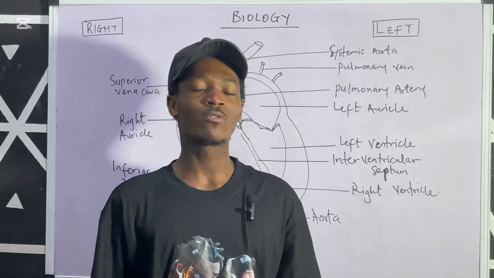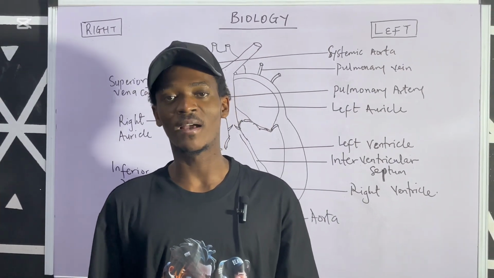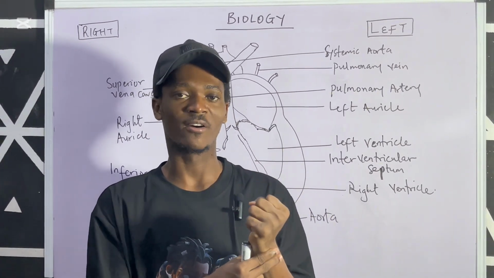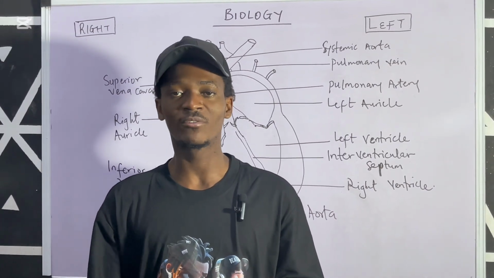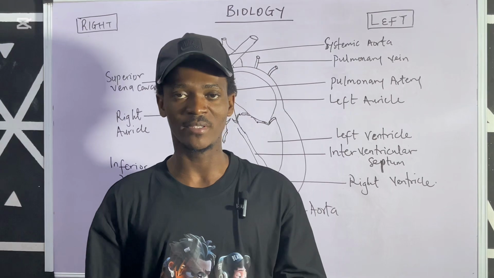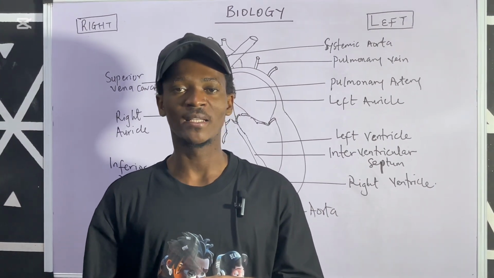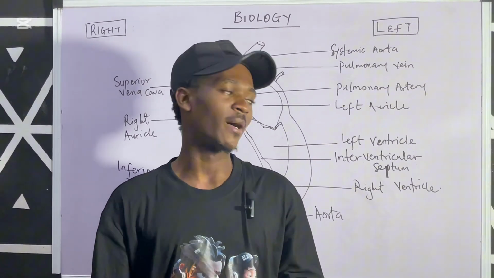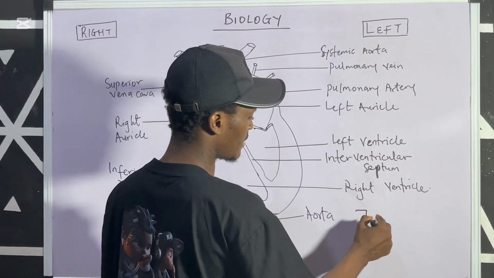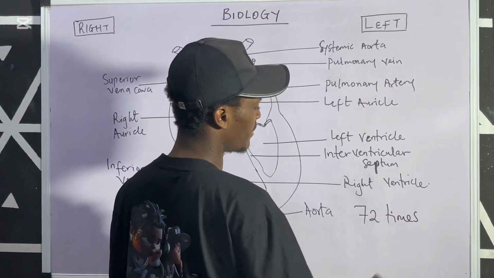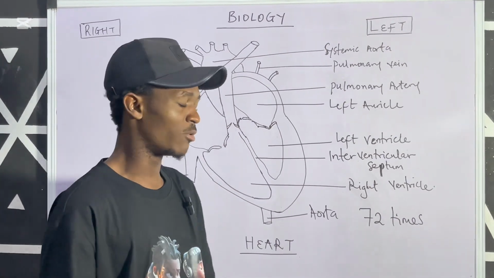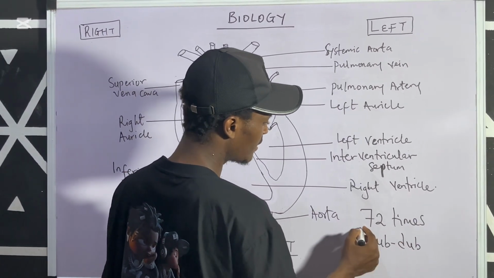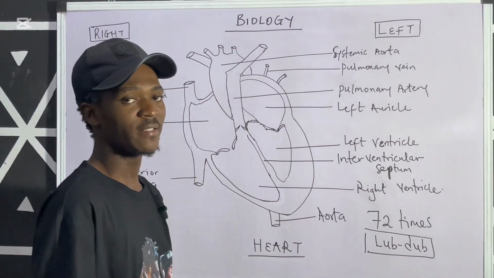The heart is simply a conical muscular organ that is about the size of a clenched fist. That's talking about the size of our clenched fist. And it is primarily involved in the pumping of blood around the body. That is its primary duty. If you look at the heart very well, you tend to know that it beats about 72 times per minute. 72 times per minute. And the sound of the heartbeat goes in the pattern of lub dub. Lub dub. That is the sound that it makes when the heart beats.